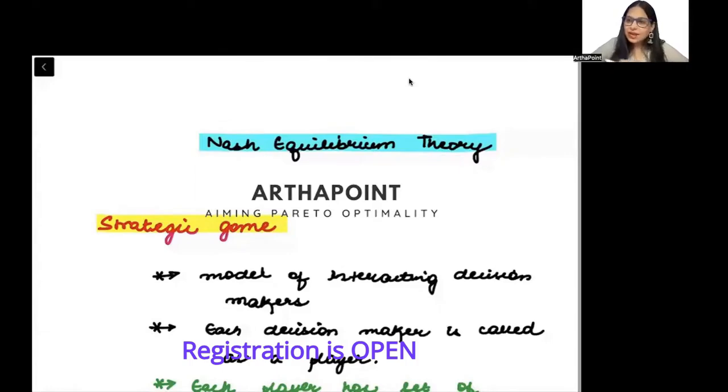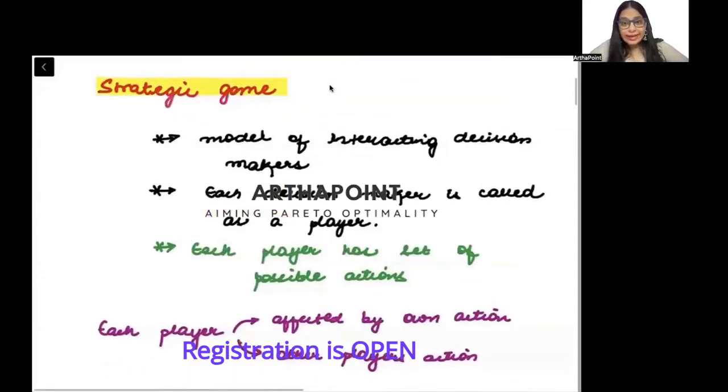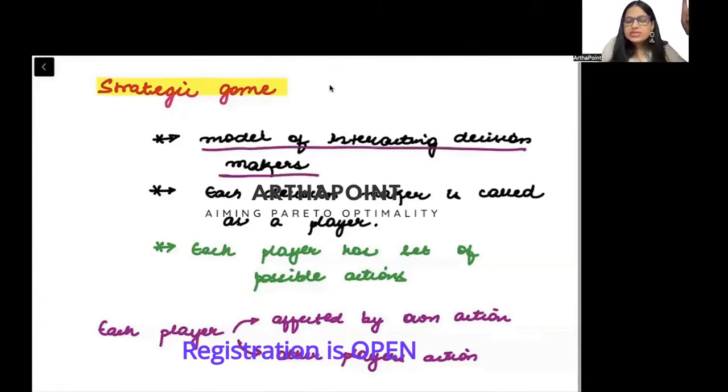And the first thing that we want to do as part of game theory is Nash equilibrium theory. Before we talk about Nash equilibrium theory, we need to understand what a strategic game is. Okay. So a strategic game means the following things should be there in it. First, it is a model of interacting decision makers. What does this mean? I will give you a very simple example.